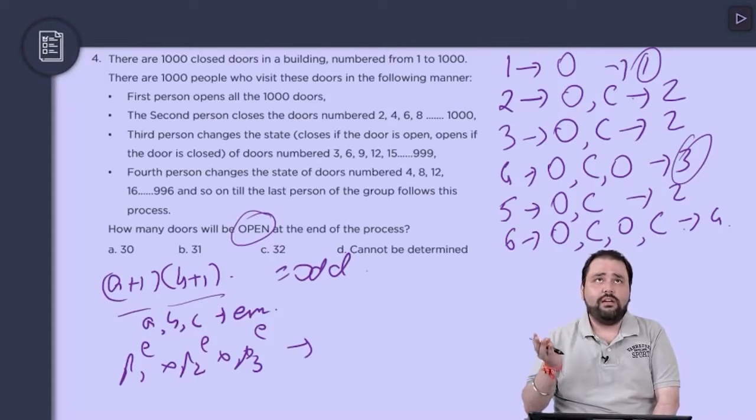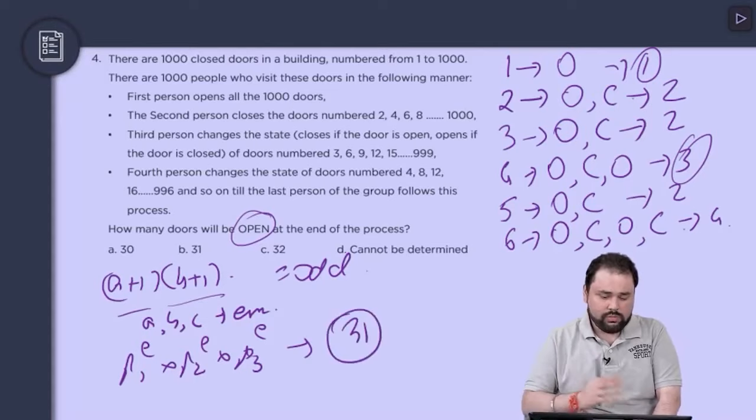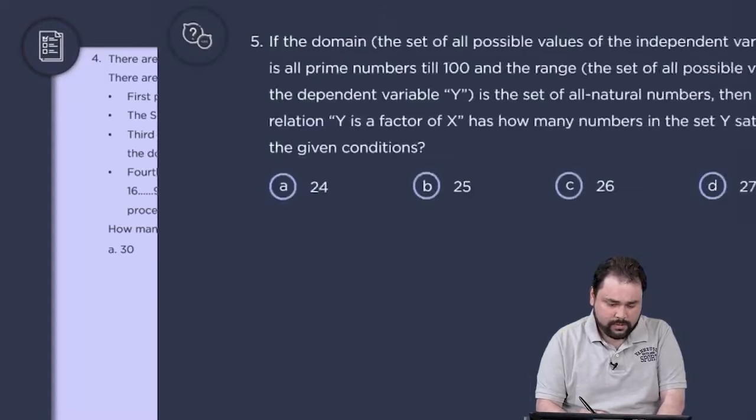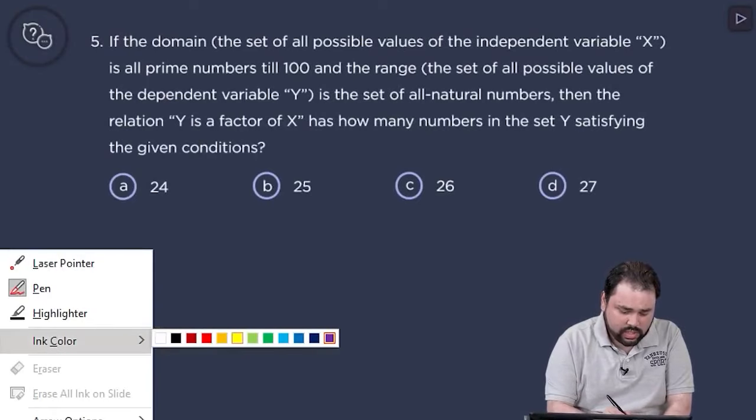30 squared is 900, 31 squared is 961, 32 squared is more than 1000, 1984 I think. So 31 squared, so 31 doors which have an odd number of factors will be open. Yep, option B. This is good.